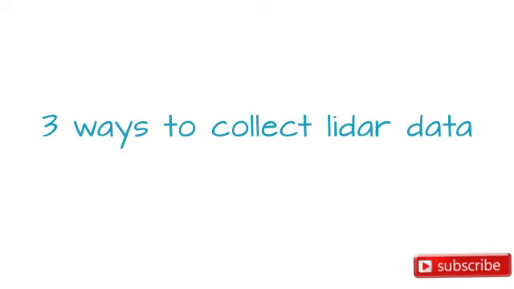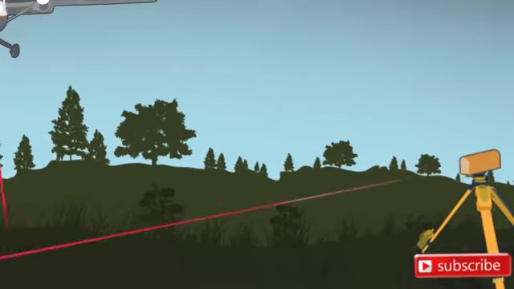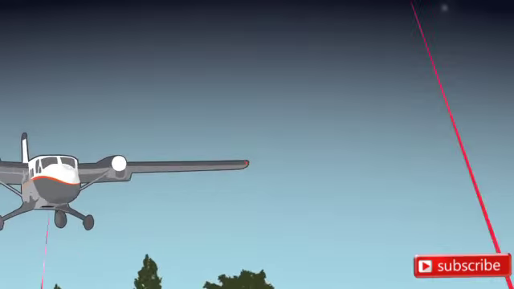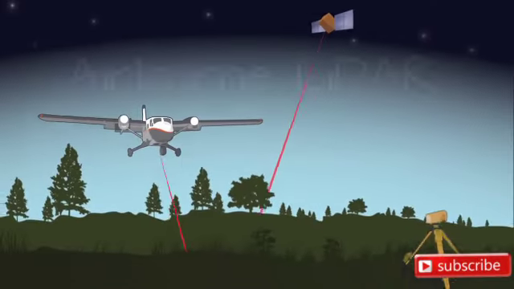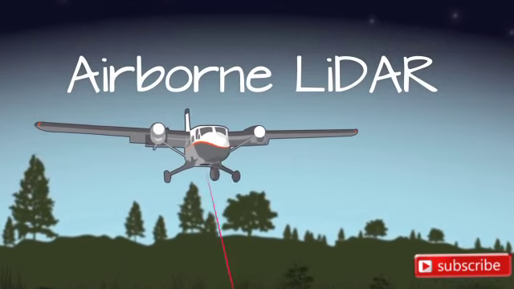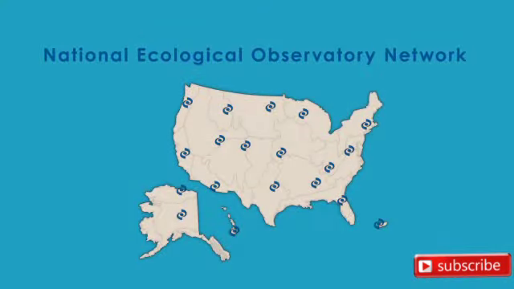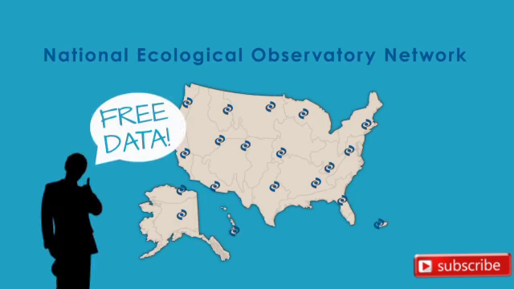Now, just for the record, there are different ways to collect Lidar data. From the ground, from an airplane, or even from space. Airborne Lidar data are the most commonly available Lidar data, and airborne Lidar data will also be freely available through the National Ecological Observatory Network, or NEON, so we'll focus on that in this video.